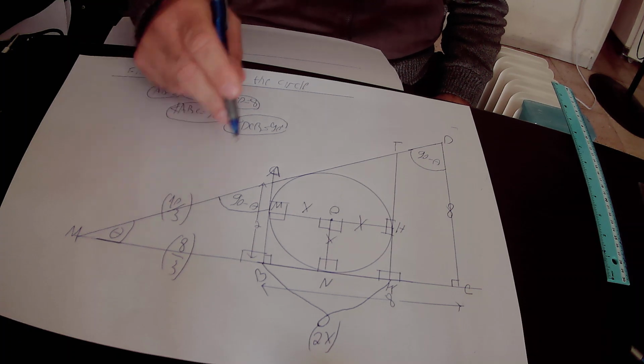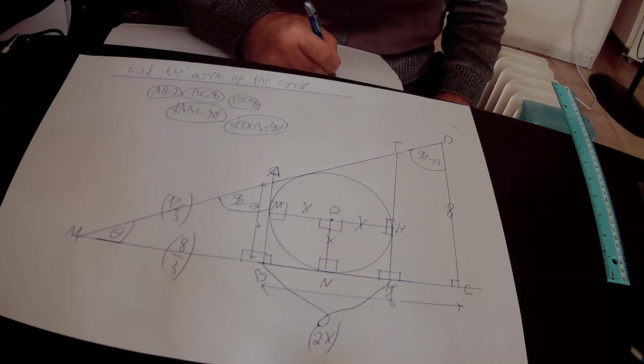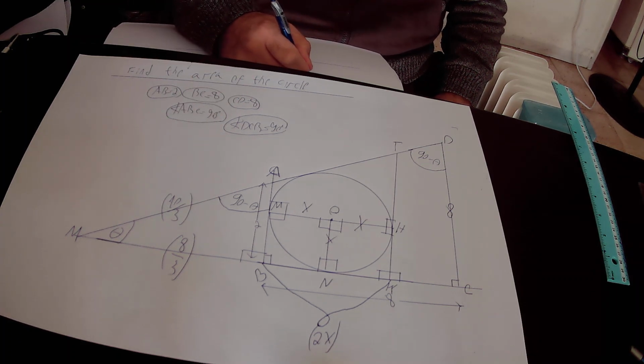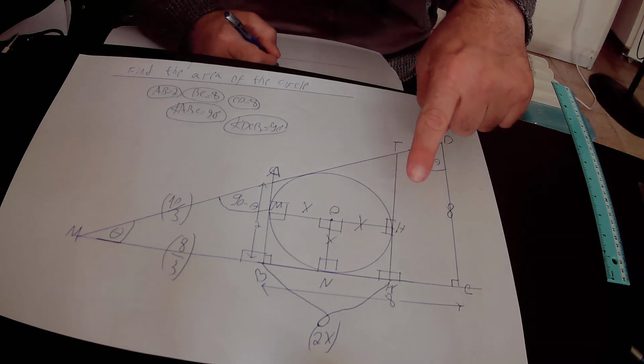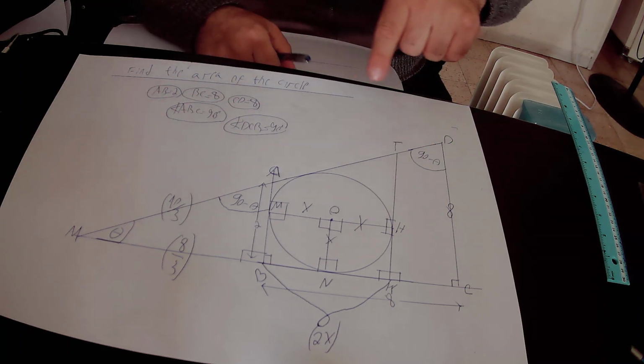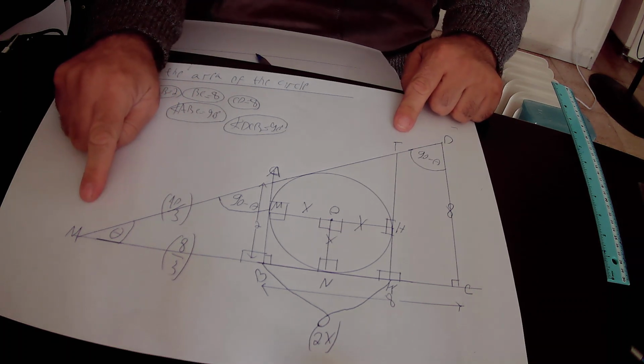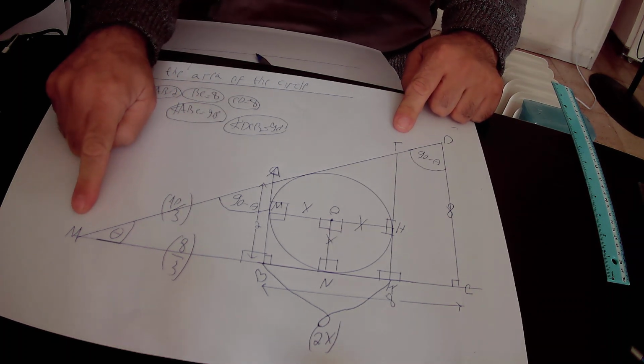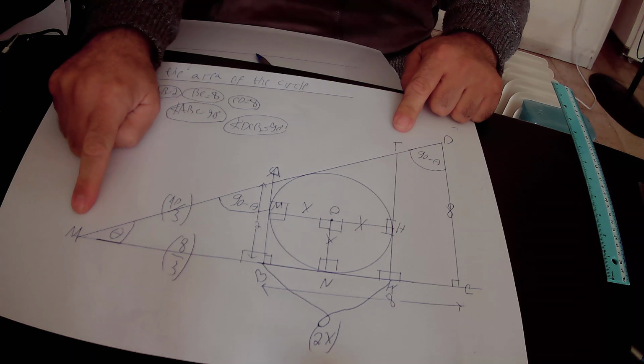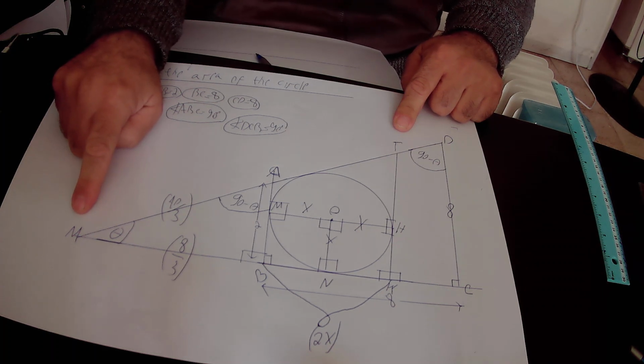Over MB is 8 over 3, and it is equal to TM. What is the length of TM? From the drawing, it is very easy to see that TM equals TA plus AM. So TM equals TA plus AM, which is 10 over 3. So in total, TM equals TA plus 10 over 3.